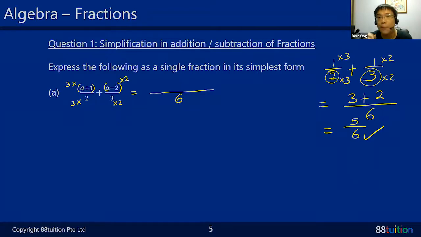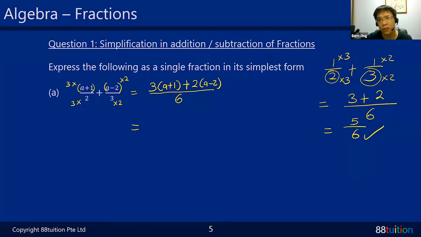My advice to you, please write out what you see. You see 3, bracket, A plus 1, write it out. Plus, you follow. You see 2, bracket, A minus 2. Please write it out. Some of you really like to skip the step. But in Sec 1, Sec 2, my advice, don't skip step yet. When you're better, okay, go ahead.